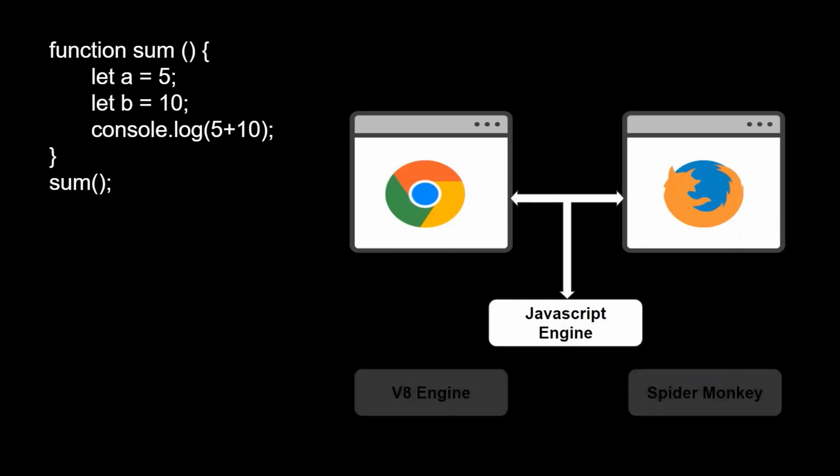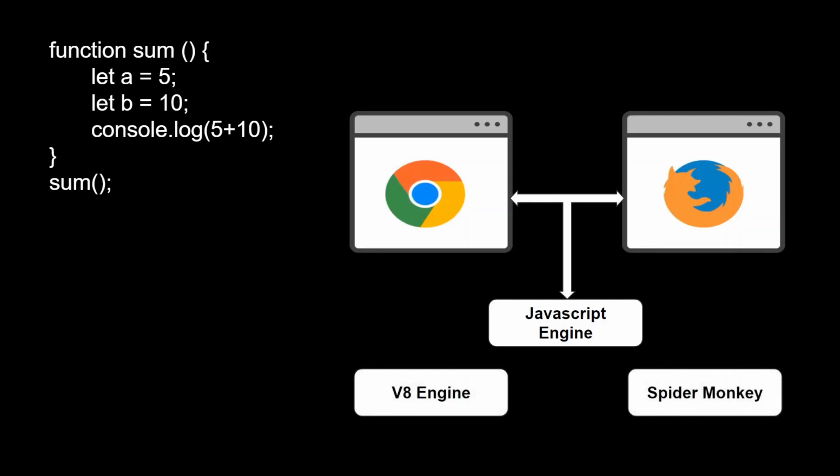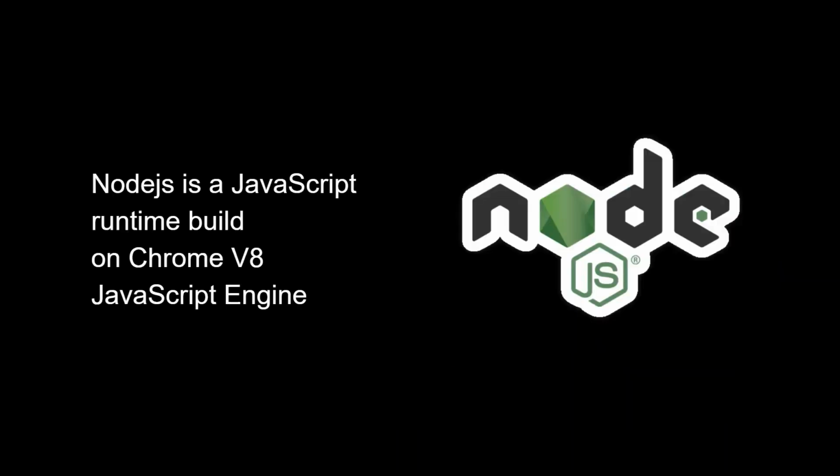For Chrome, we have the V8 JavaScript engine, and for Mozilla, we have SpiderMonkey. There is another way of executing JavaScript code, and that is Node.js, a runtime environment built on the Chrome V8 engine for executing JavaScript outside your browser.